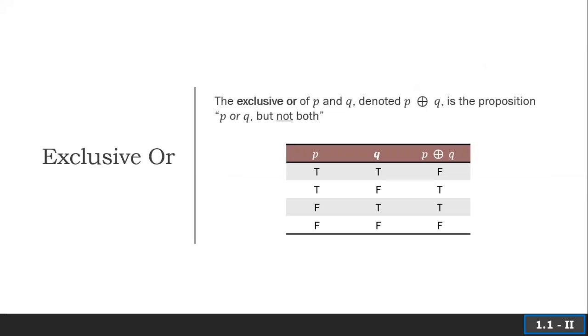So we have a separate symbol for the exclusive or. We tend not to use it too much in the course. It's that little circle with the plus sign in it. And here is the truth table assignment for that.